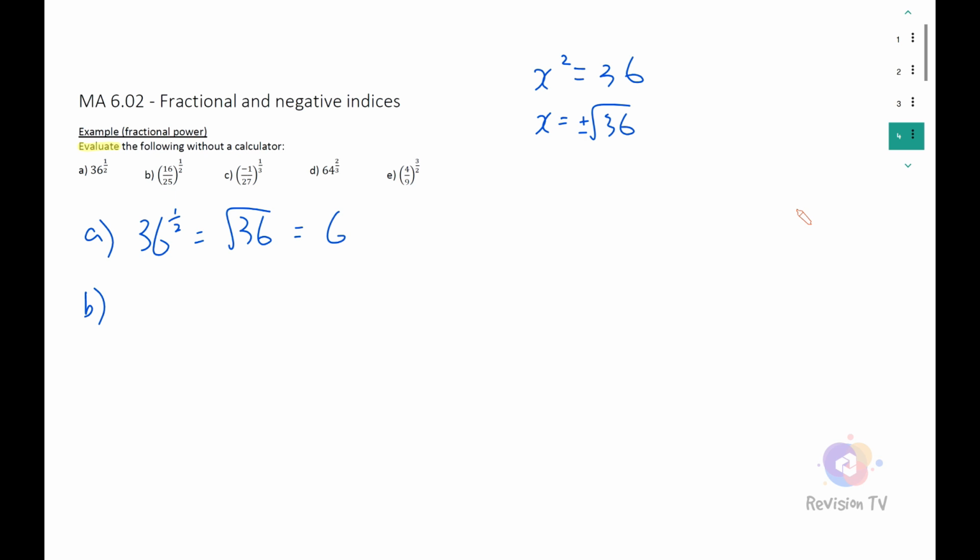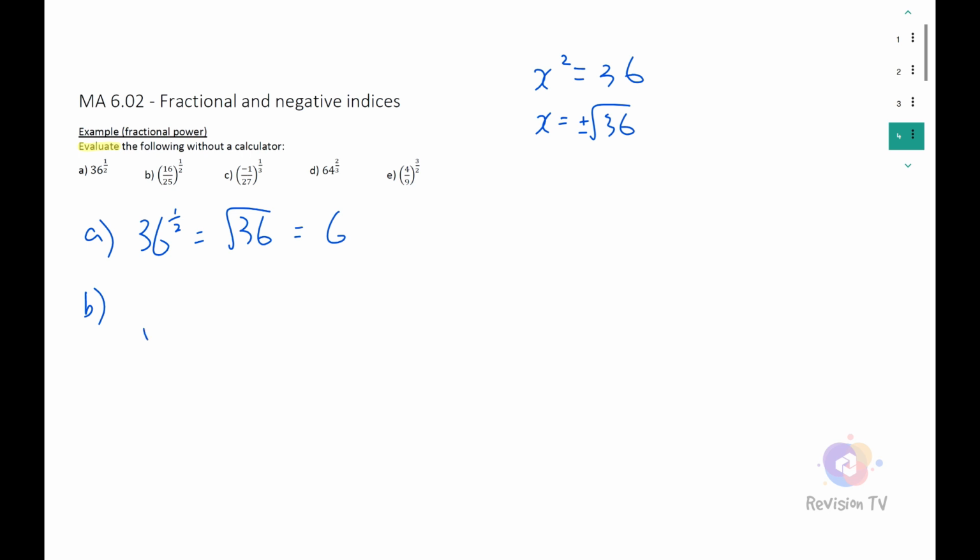In a nutshell, when do you include plus and minus? If you have to do the action of square rooting from the previous step, then yes, you have to include the plus and minus. But if it is given to you already, then you don't have to do it. So question B, 16 over 25 to the power of a half.